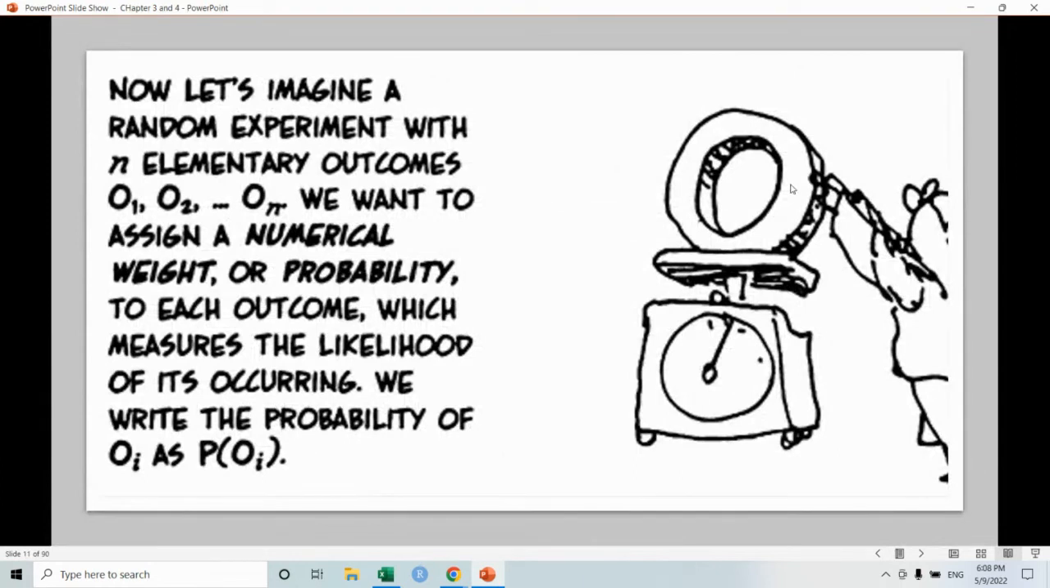So now let's imagine a random experiment with n elementary outcomes. We have the first, second, all the way to x or whatever. So we want to assign a numerical weight or probability to each of those outcomes, which measures the likelihood of it occurring. So we write that as the probability of O of I, or P with whatever variable of interest in the parentheses. So a lot of times we'll see P of A or P of B, and we'll get some more advanced kind of notation in a second.